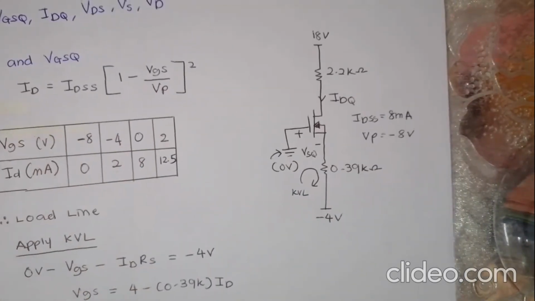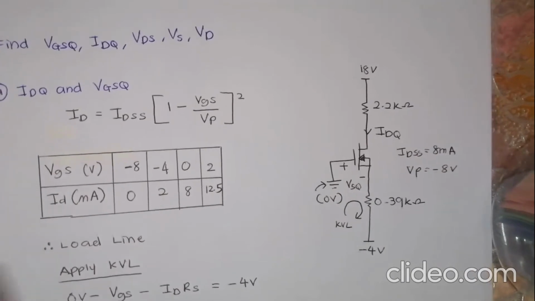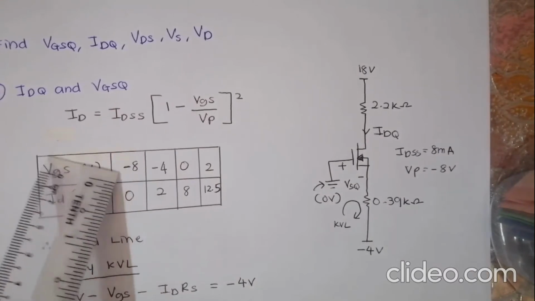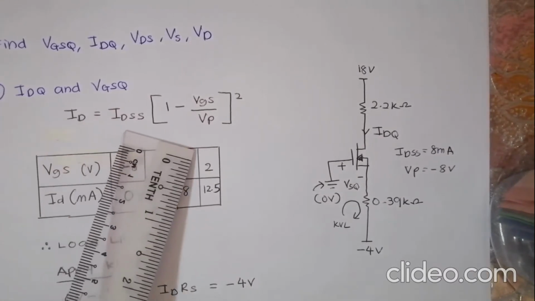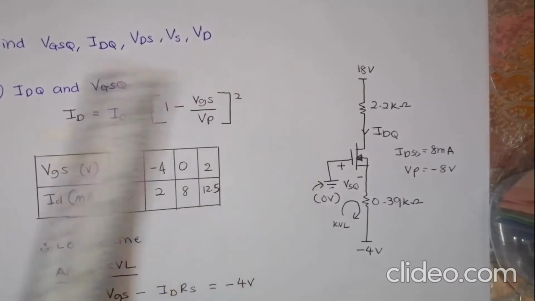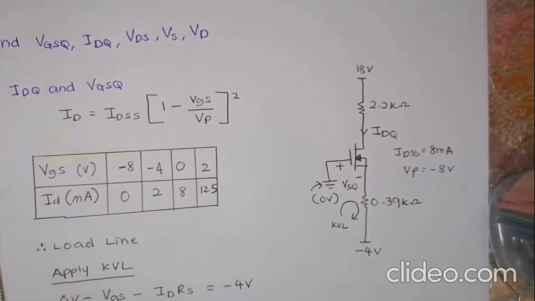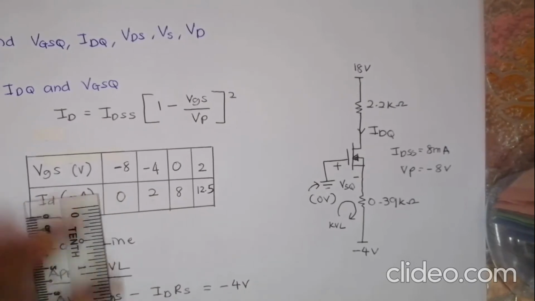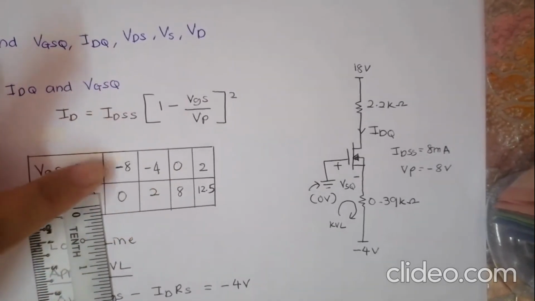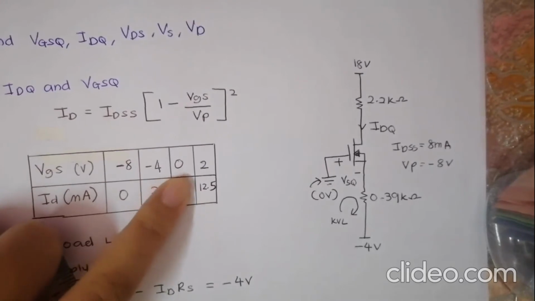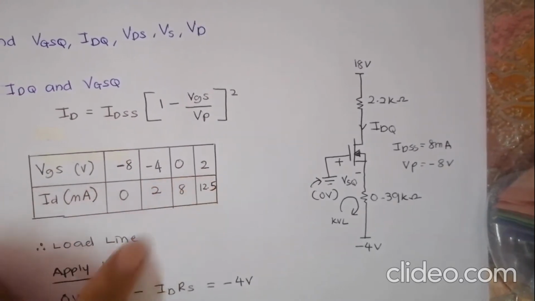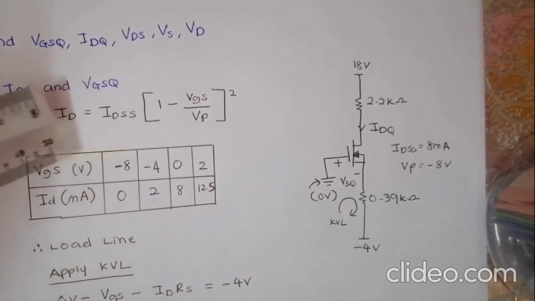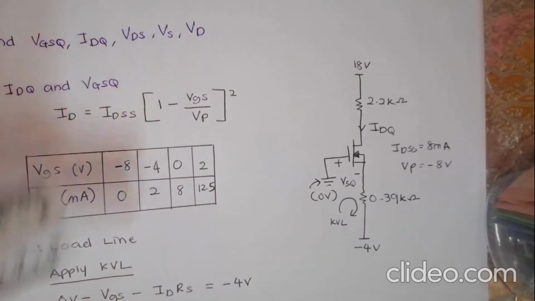First of all, we have to find the IDQ and VGSQ. To find ID, we have to use this formula with IDSS. We have conditions: VGS less than 0, VGS equal to 0, and VGS more than 0. So we just put the VGS in the formula and we will get the ID.